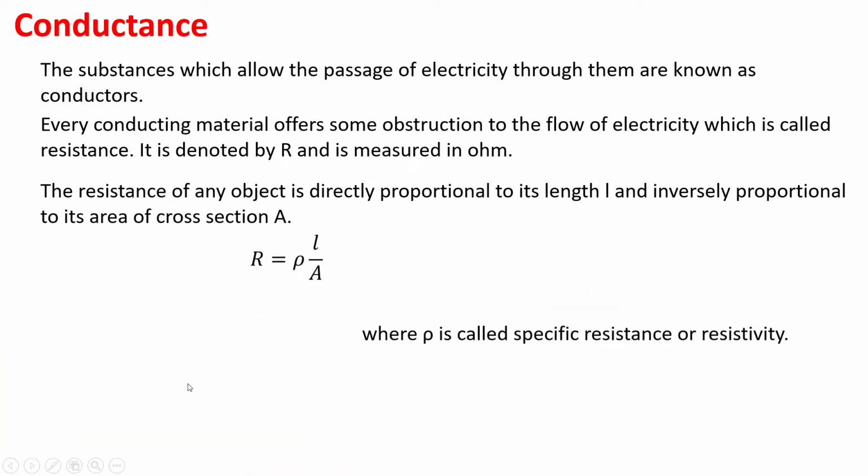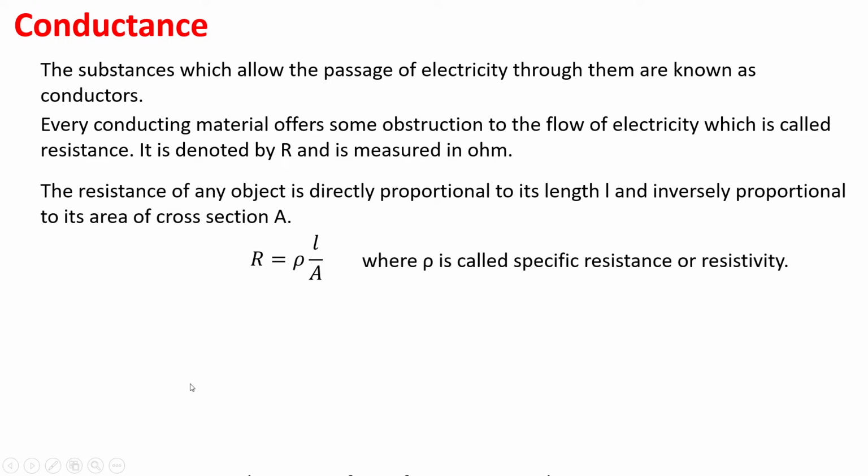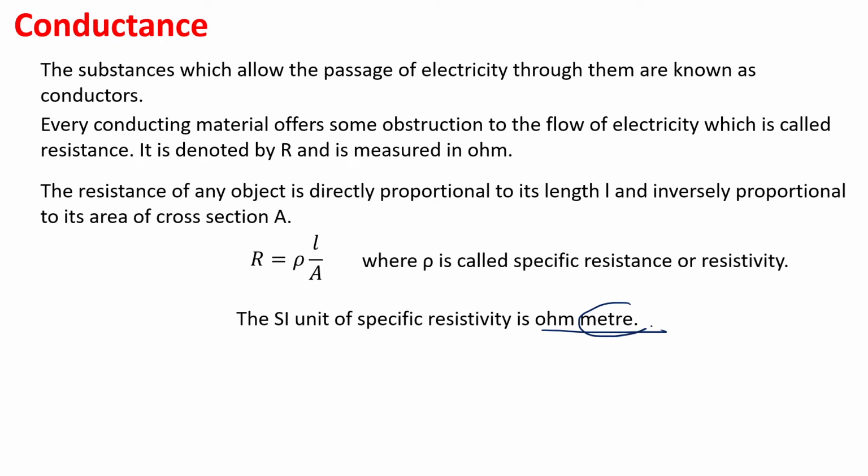So resistance is rho L over A, where rho is called the specific resistance or resistivity. The SI unit for the resistivity is ohm centimeter. In the SI, we can say it is ohm meter. Length is in meter. Area is in meter square. So we'll be getting meter over there.